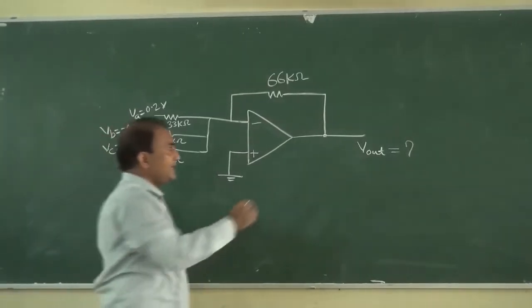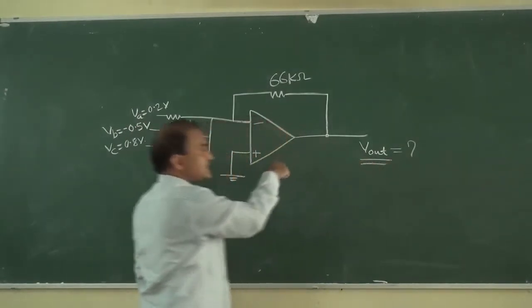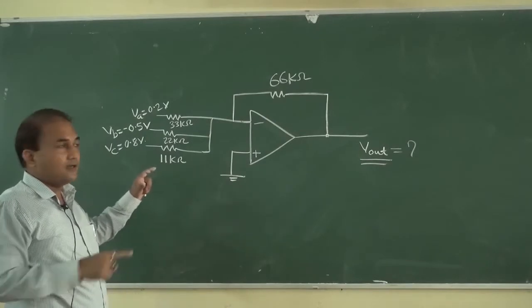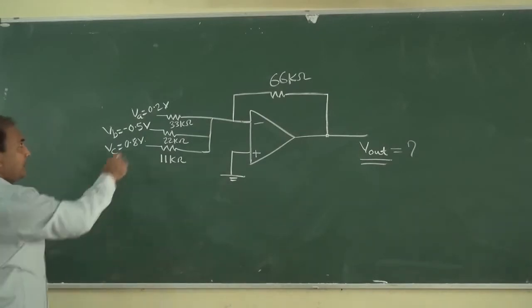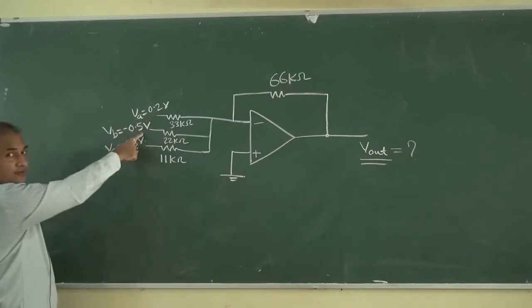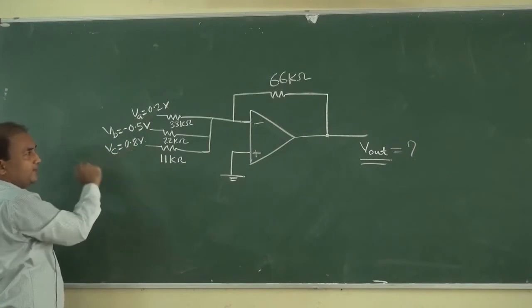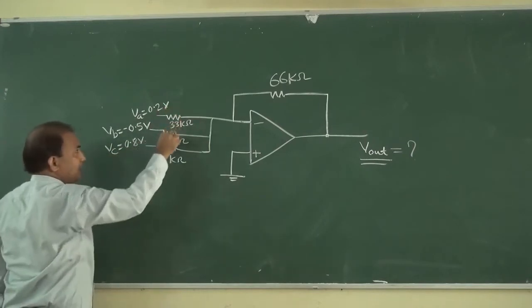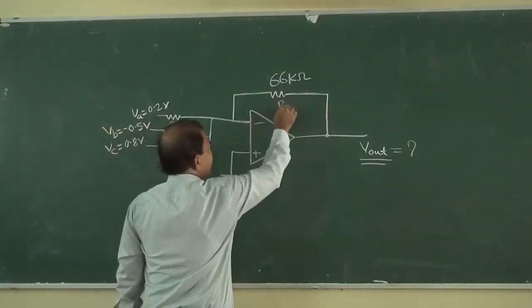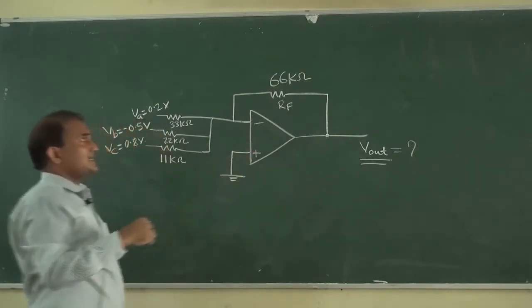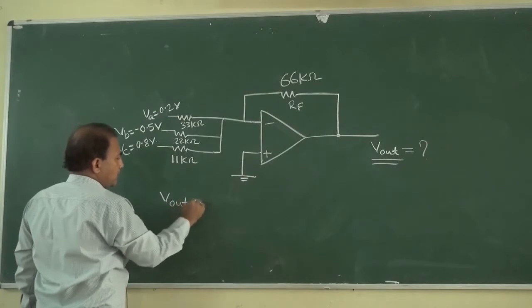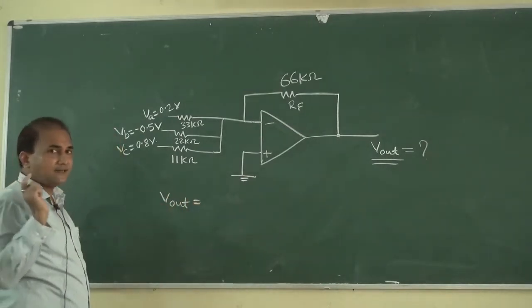Okay, so how can we determine V output of this circuit? This is an inverting operational amplifier in closed loop. Here VA is equal to 0.2 volt, VB is equal to minus 0.5 volt, and VC is equal to 0.8 volt. Similarly R1, R2 and R3 are given, and this is RF. RF is given as 66 kilo ohm. So we can determine V output by using the superposition theorem.